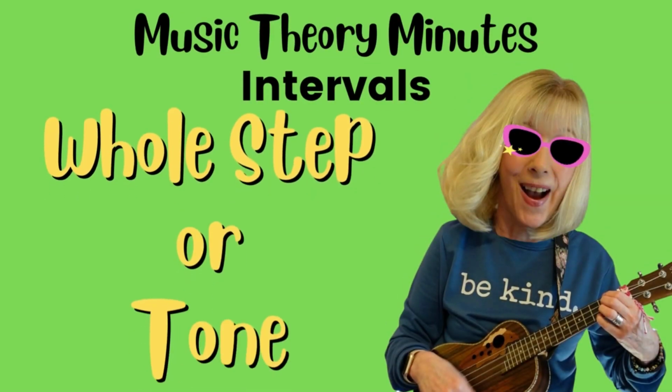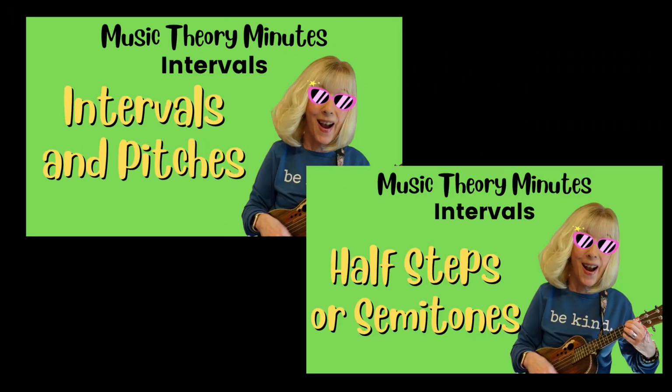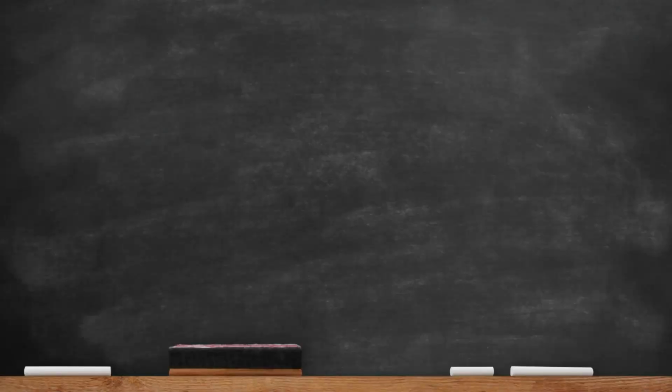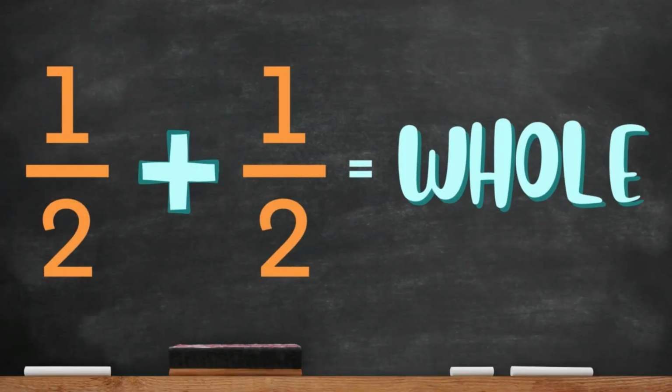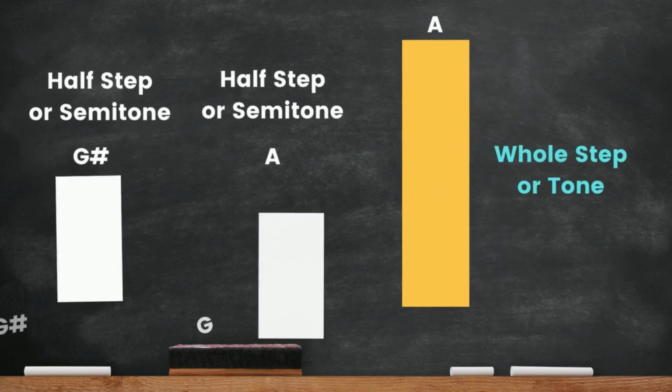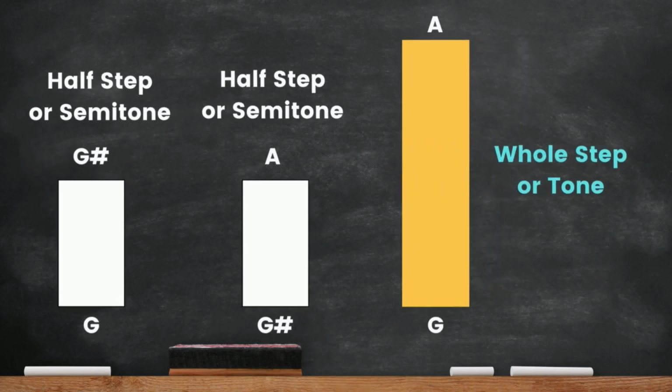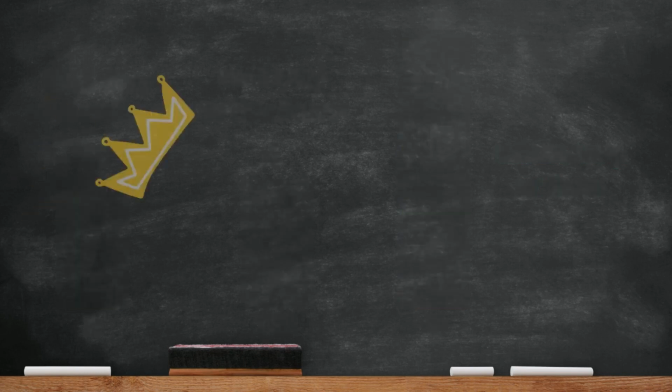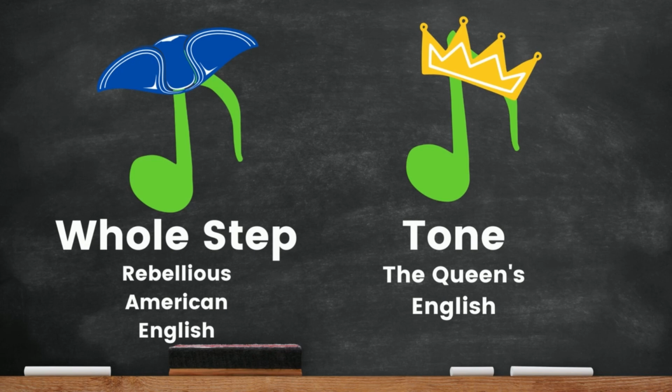So what the heck is a whole step or a tone? I hope that you reviewed these 2 videos on intervals already. Well, just like any good math formula, 2 halves make a whole, and that works here too. The interval of a whole step, or the distance of a whole step or tone, is equal to 2 half steps or 2 semitones. Remember, in the Queen's English, a whole step is called a tone. So that kind of makes sense.